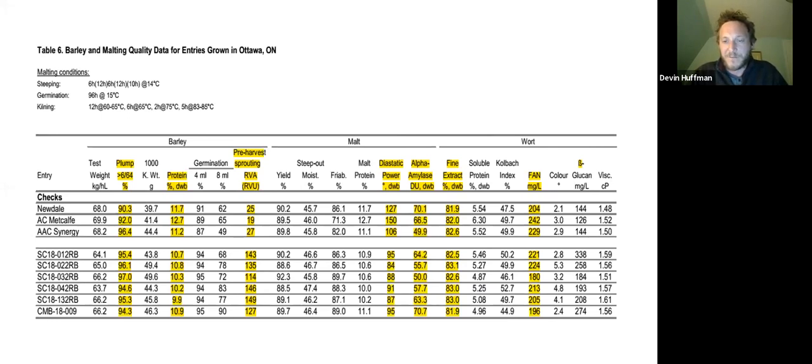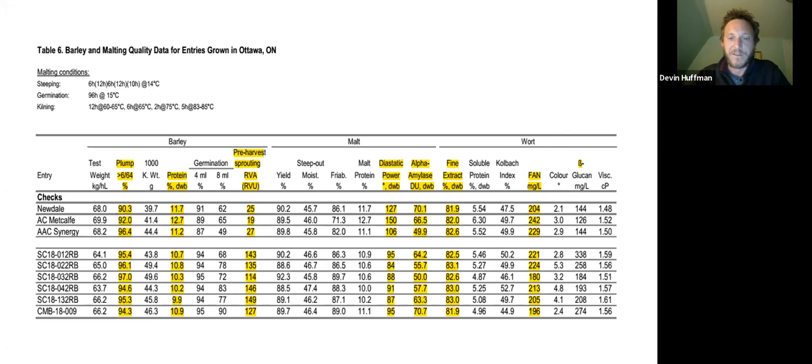So 50%, 49%, 52%, those are all over-modified malts. That's going to artificially drive up the FAN and the alpha amylase, and what we would manage in the malt house. Static are under 100 on all of those European varieties, which is a little bit low. I think we're looking for over 100, 120 is probably a good spot for what the brewers are starting to look for.